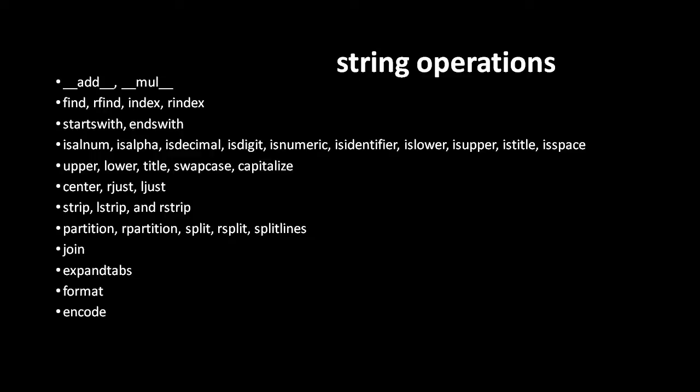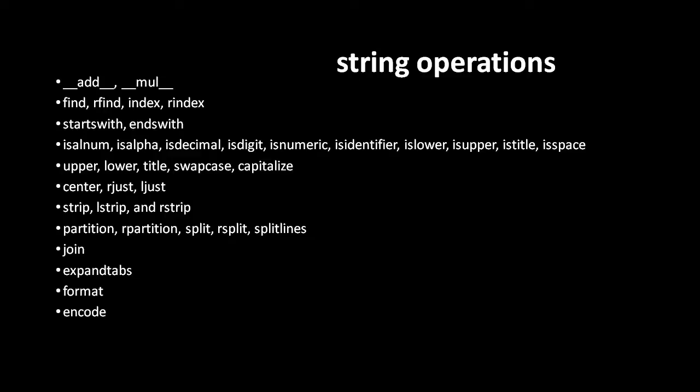For another example, the isLower method will return true only if the string contains at least one letter character, and only if those letter characters are all lowercase. Otherwise, it will return false. The methods upper, lower, title, swapcase, and capitalize are all about modifying the case of the letters in the string. So upper, for example, will take the string and return a new string, which is just the same, except with all of the lowercase characters converted to uppercase.